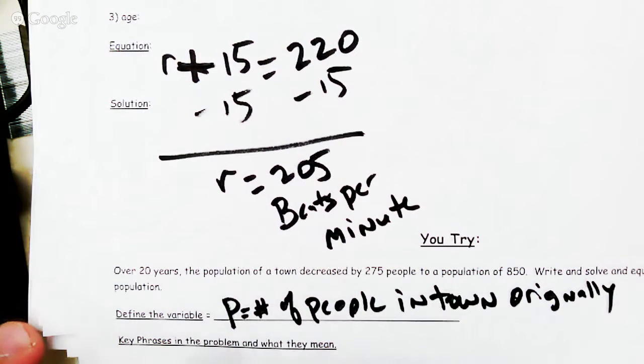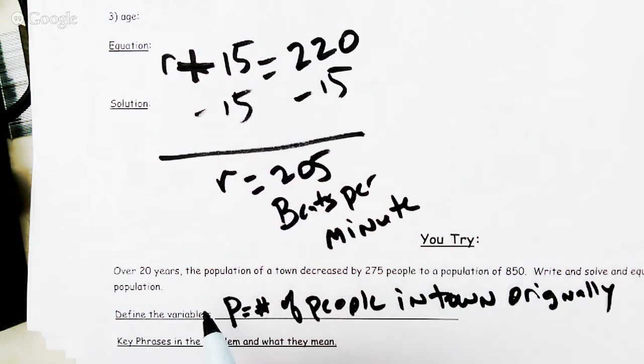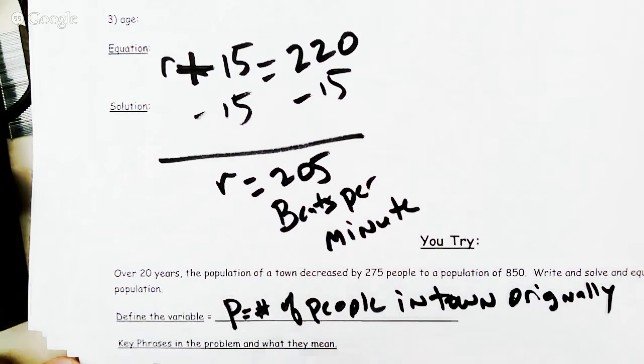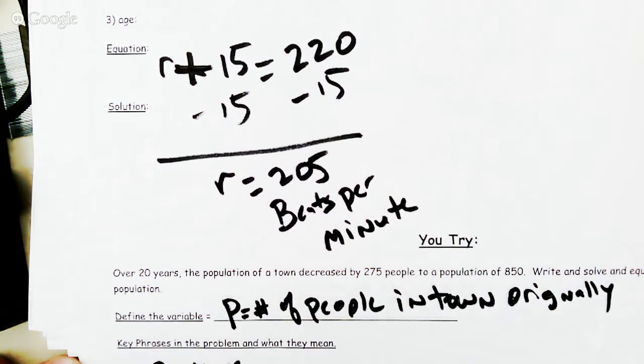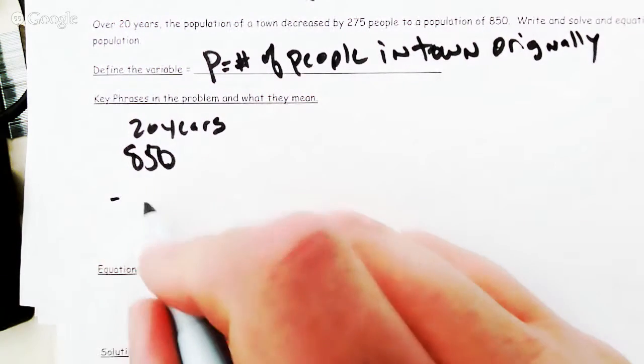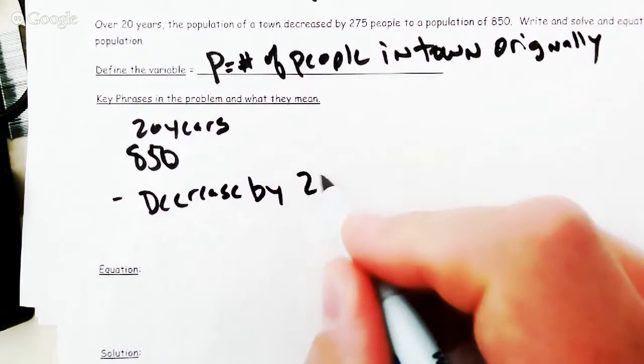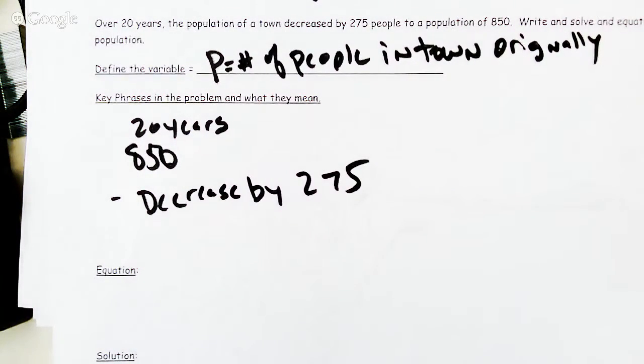Okay, what are the key things in this? What are some key things we need to know? What key math words are in there? Devin? 20 years? Darius? 850. And what else? Kate? Decrease by 275. And decrease is a clever way of saying what operation? Subtract, right.